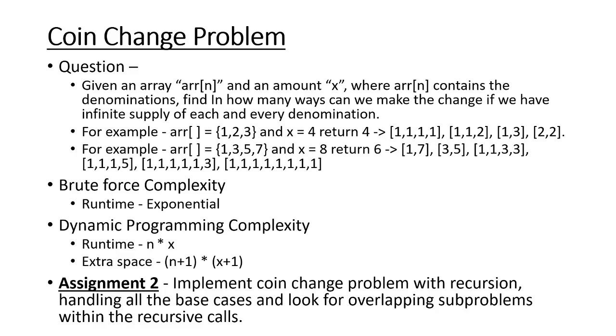The same way in the other example, what are we given? We are again given 4 denominations of 1, 3, 5 and 7, and the amount which we need to make is 8 over here. So our function should return 6.